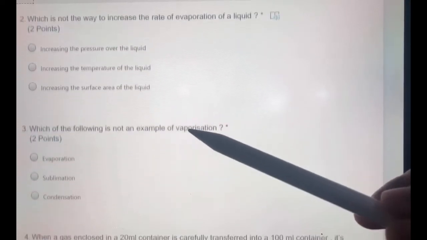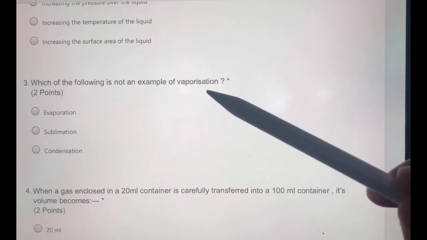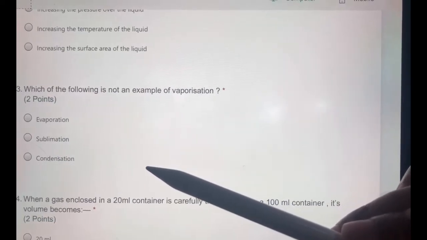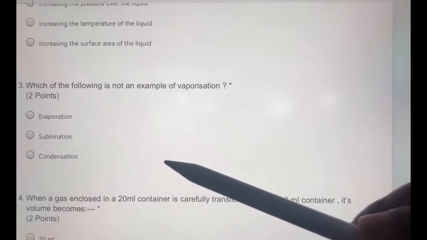faster. Which of the following is not an example of vaporization? Evaporation is vaporization and so is sublimation. So the option which is correct is condensation.